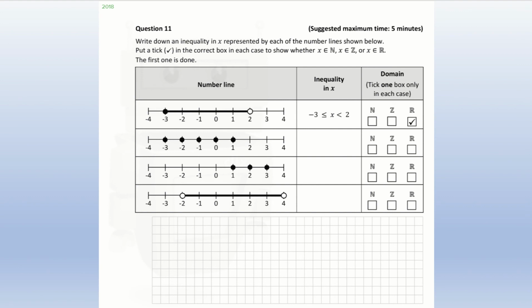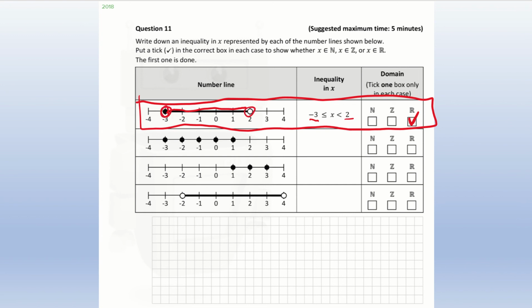2018, question 11, they asked you, given a number line, to write down the inequality. So usually you're asked to write on the number line. This time you're given the number line and you're asked to do the mathematical equation. So they've done the first one here for us. And they said it's the real numbers. And the way we know it's the real numbers is it's a straight line here in between -3 and 2, well, that makes sense.